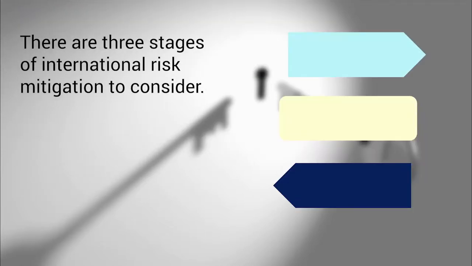There are three stages of risk mitigation that faculty directors must consider: the proactive stage, the active stage, and the reactive stage. Each stage includes important aspects that lead to the success of the next stage and of the overall program.